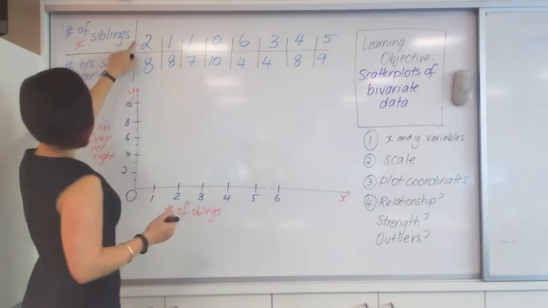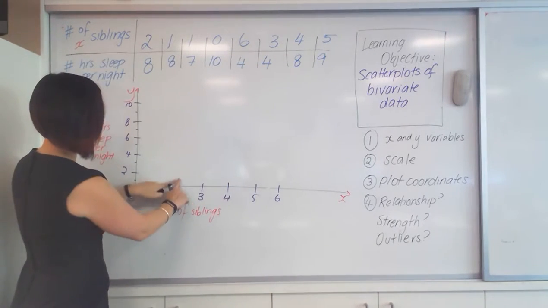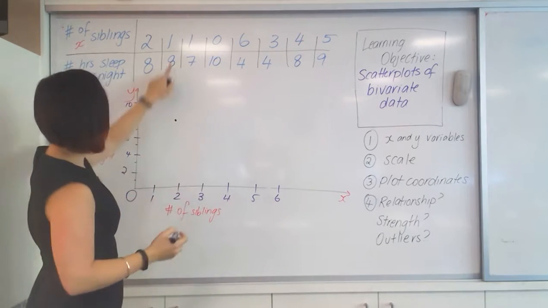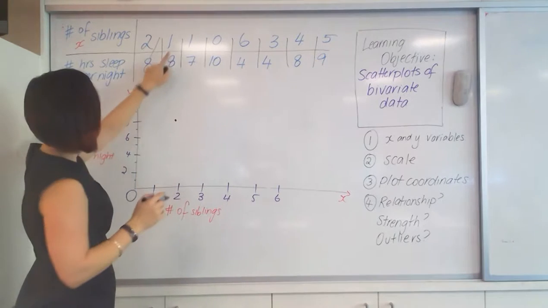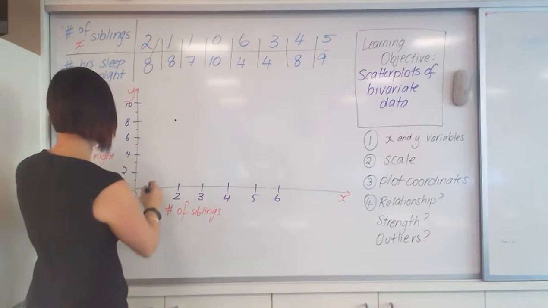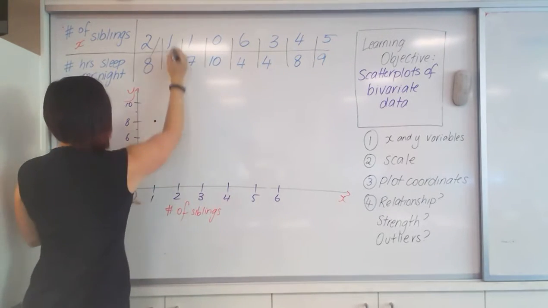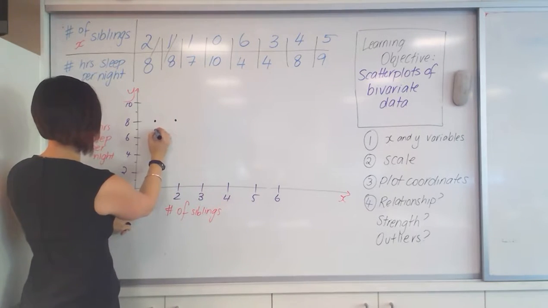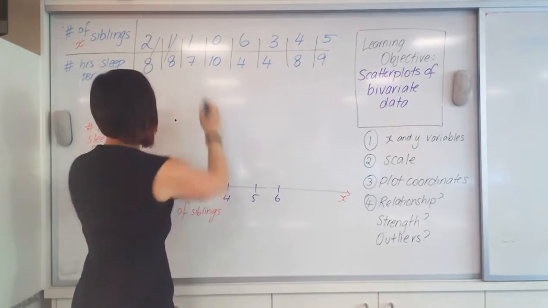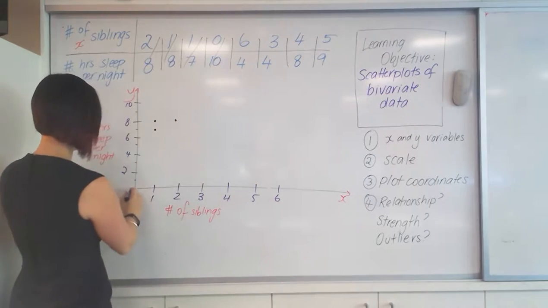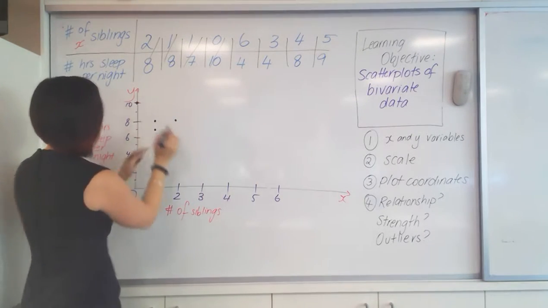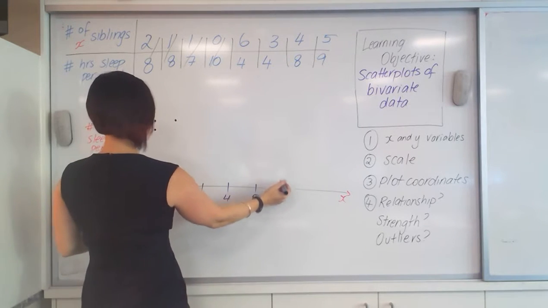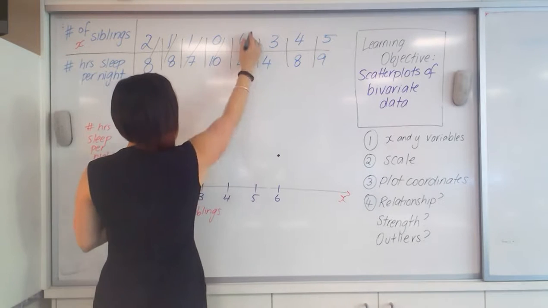Let's go. We have 2 siblings, so for someone with 2 siblings, they had 8 hours of sleep. There's our first point. Someone with 1 sibling had 8 hours, so we can cross them out. 1 sibling, 8 hours, crossed out. 1 sibling, they had 7 hours. Here's my 7. 0 siblings had 10 hours, so that's all the way up here. 6 siblings, 4 hours.